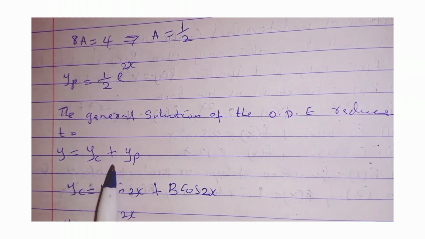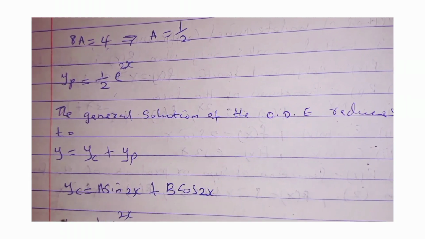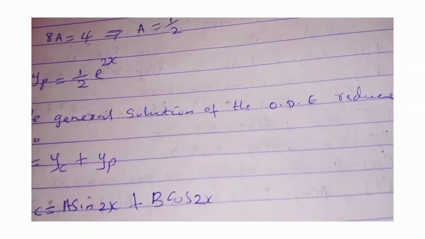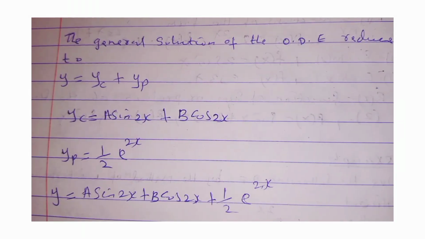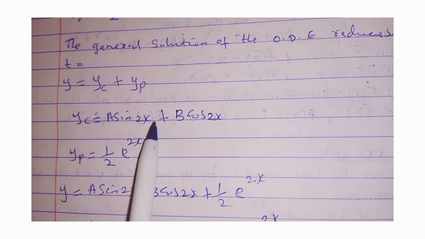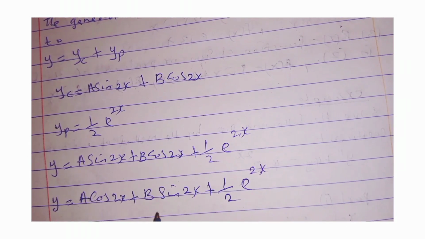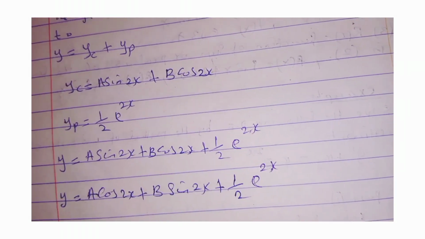So the general solution is given by y complementary plus y particular, whereby you add the two to get the following as your result. You add this y complementary plus y particular to obtain your result as shown here. A and B are constants. So that is how you tackle it.